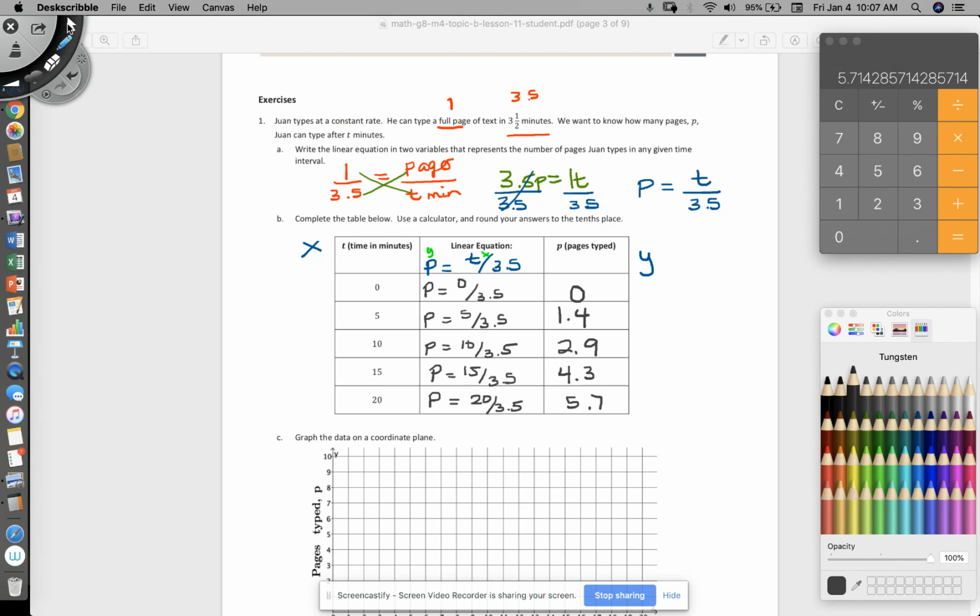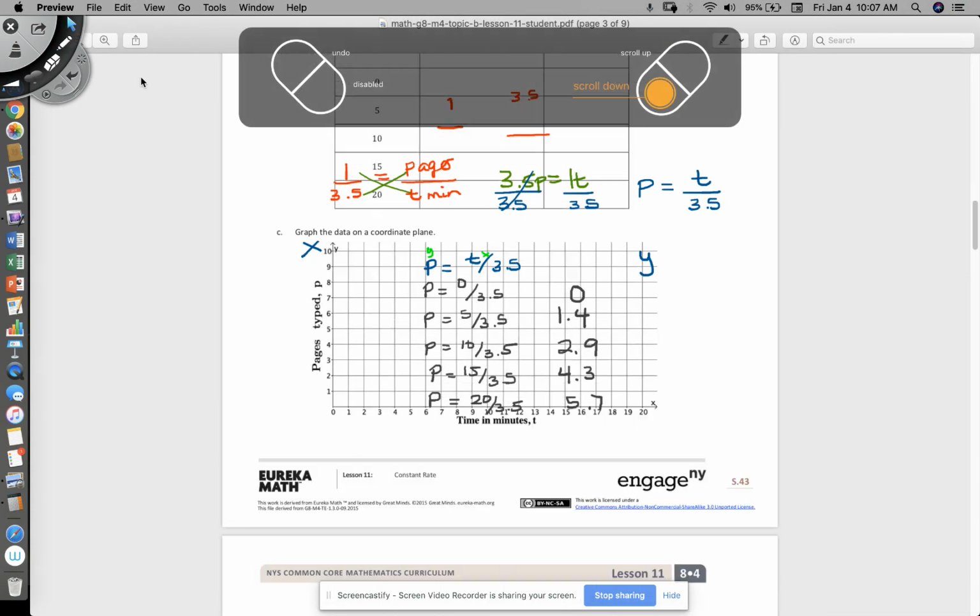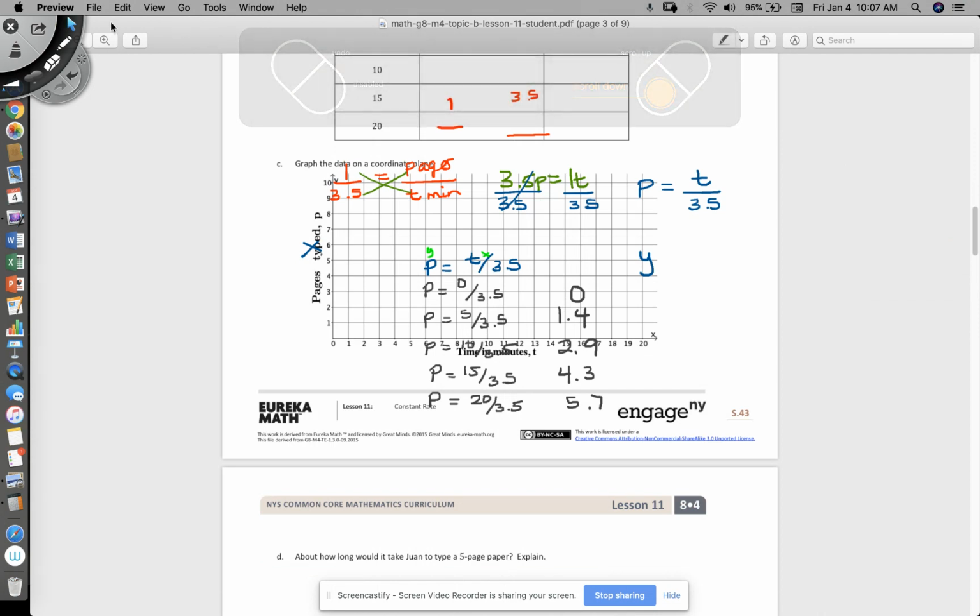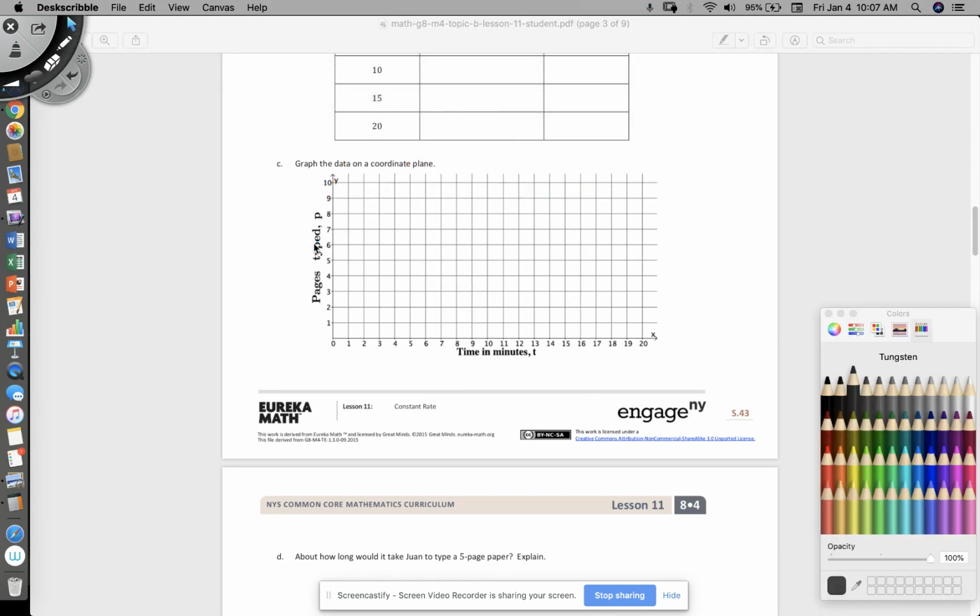So now we're going to graph. Let me scroll this down just a little bit so I can see it better. We're going to go ahead and graph these. And again, you don't need to graph them all, but I do have a 0, 0. And I'm going to try graphing the 10 and the 2.9 just because 2.9 is so close to 3. I can almost get away with actually getting close to that 3. And then I'm going to graph that very last one of 20 and 5.7.